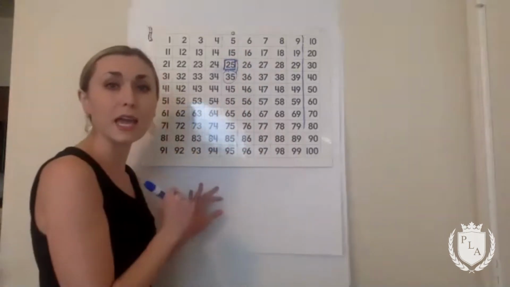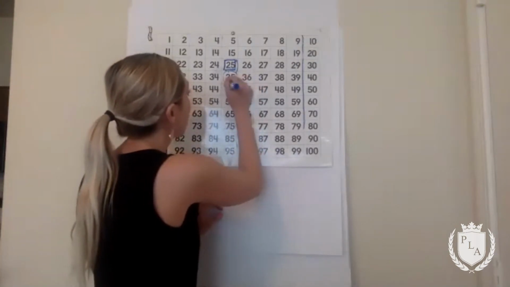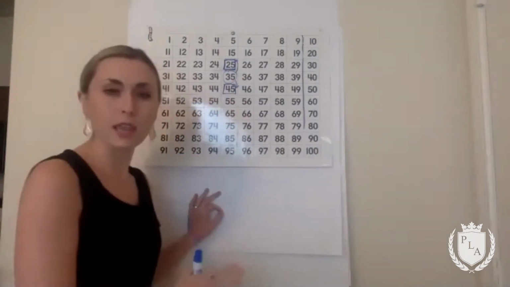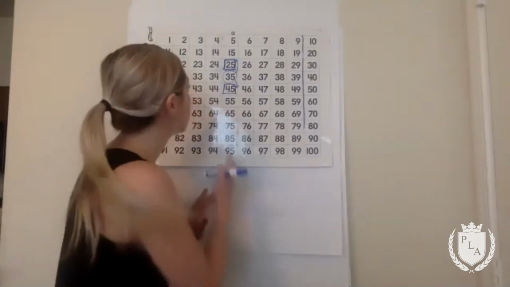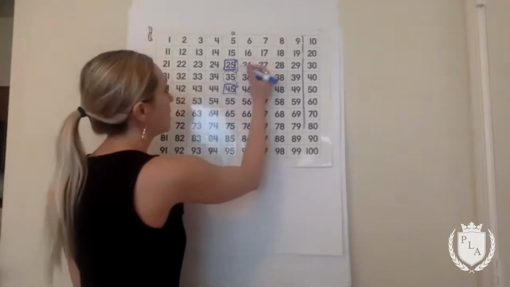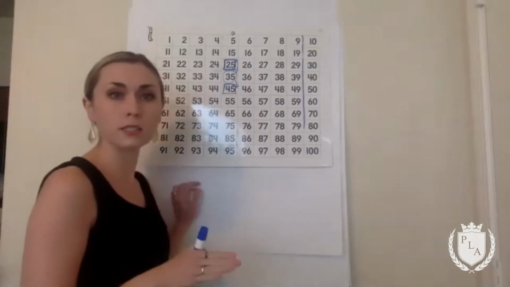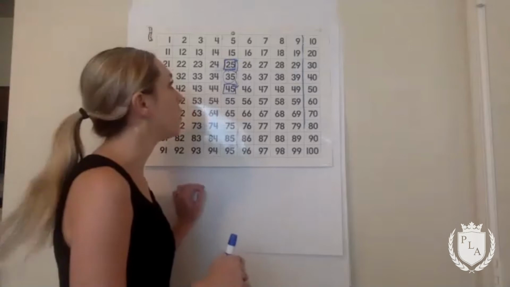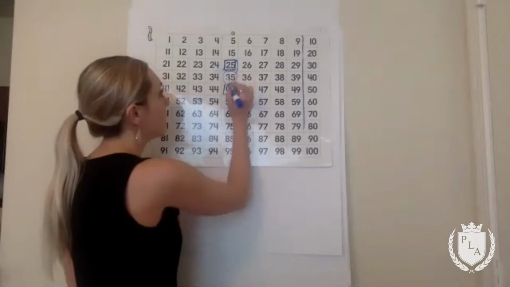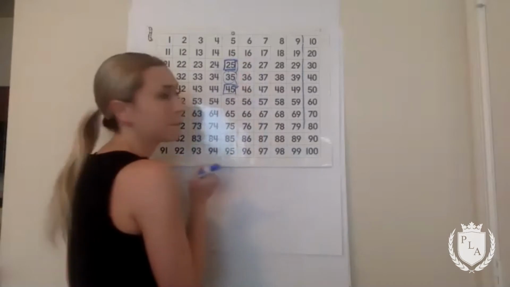And if I want to find 10 more, I'm going to just jump down one square. So you can see that when I'm finding 10 less and 10 more, I'm focusing on the tens group, okay? If you notice, I have 5, 5, and 5. That means that all of my ones stayed the same. The only thing that changed was the tens group. So I went from 25 to 35 to 45. 2, 3, 4.